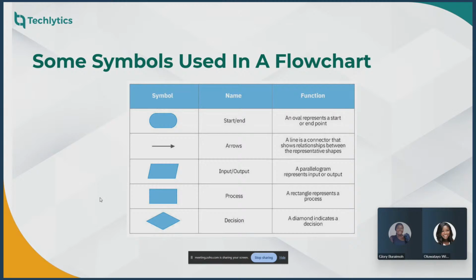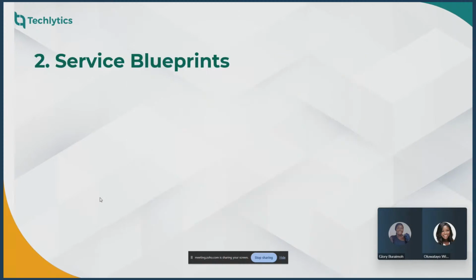So there are a lot of symbols you can use within the process flow. But these are like the 5 basic ones that you need to understand first before you start playing around with other symbols. So I think once we get to the end of this presentation, I'll just do a quick practical of a standard process flow with some of these symbols.